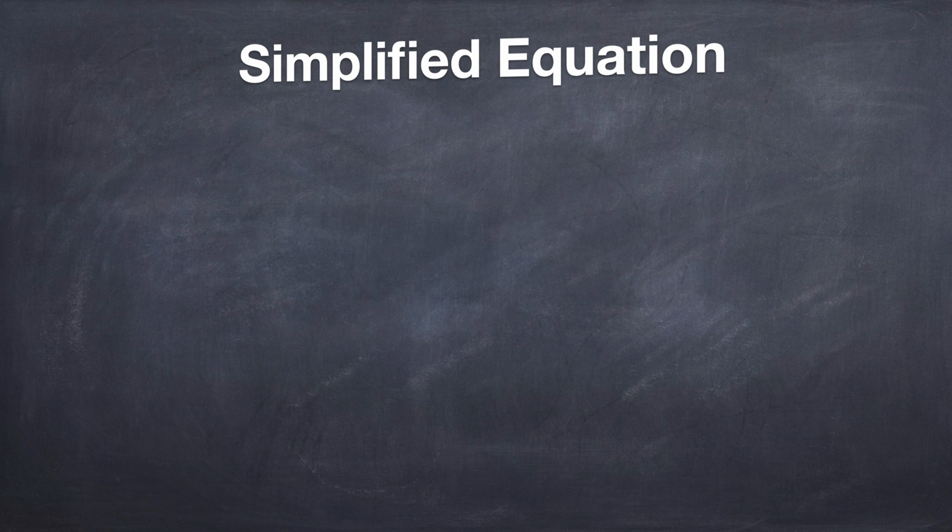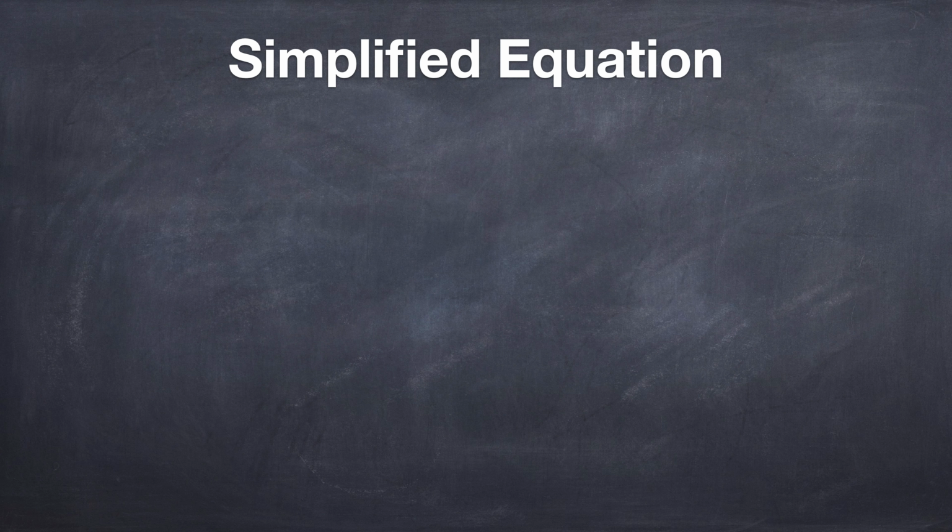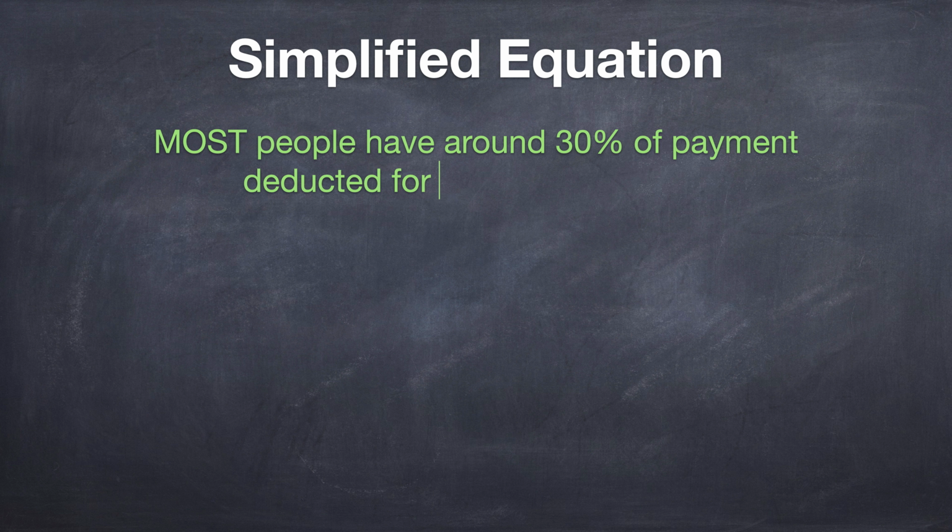So now let's get into the actual simplified equation. So instead of trying to figure out the exact specific amount, like I'm taxed 17.2% federal income, and just adding all that up, use this simplified equation to give you an idea of what your net pay will be. And so the simplified equation uses the idea that most people have around 30% of their payment deducted for all taxes after you add up the federal, state, Social Security, and other taxes. So roughly 30% is the golden rule.